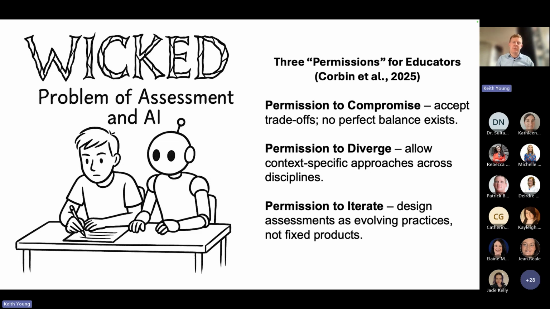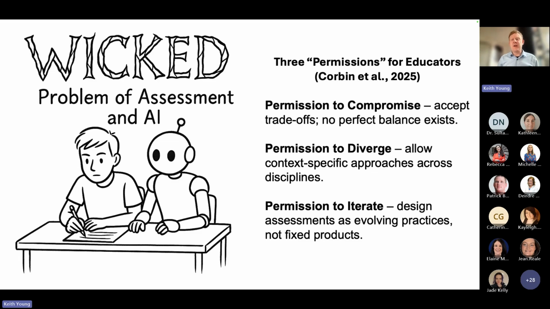They should be granted the permission to compromise, accepting that there are trade-offs and there's no perfect balance. They should be granted permission to diverge, so allow context-specific approaches across disciplines, and permission to iterate, designing assessments as evolving practices and not fixed products, so that we create an ecosystem where people can try and figure out and navigate this as they move forward.